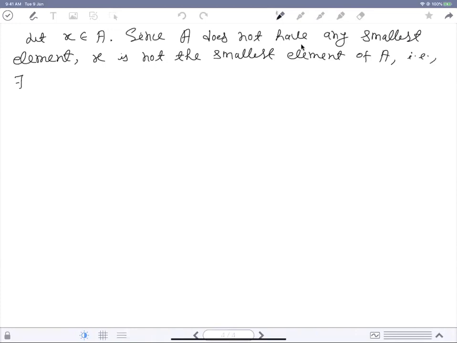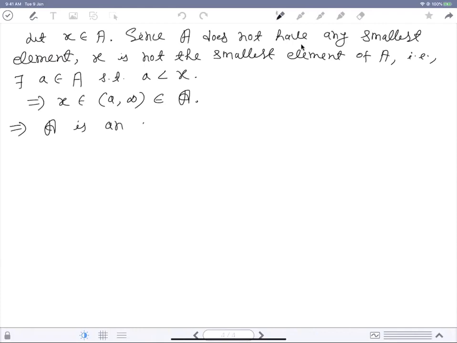So that is, there exists a belonging to the set A such that a is less than x. Obviously x is not the smallest element. That means there will be another element a which is less than x, right? Now that implies x belongs to (a, infinity), and this is an element of the script A. Now that implies script A is an open covering of the set A, right? Okay.